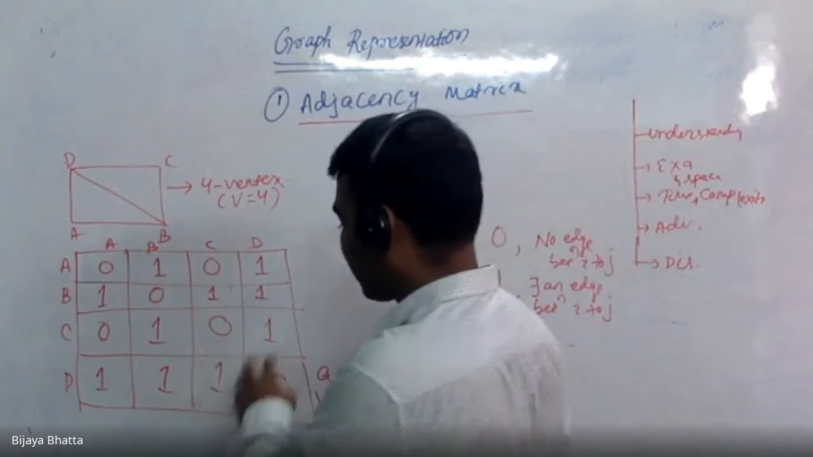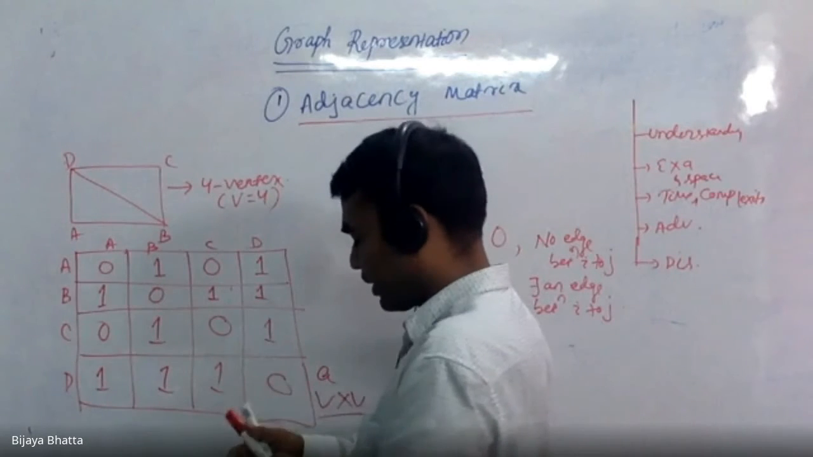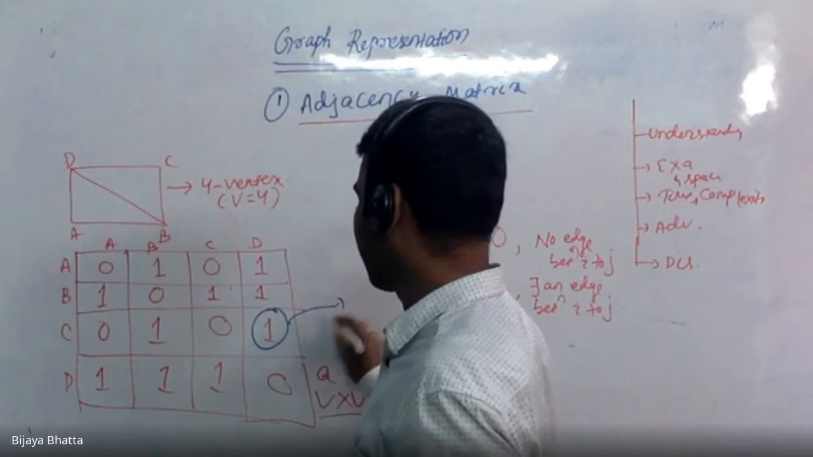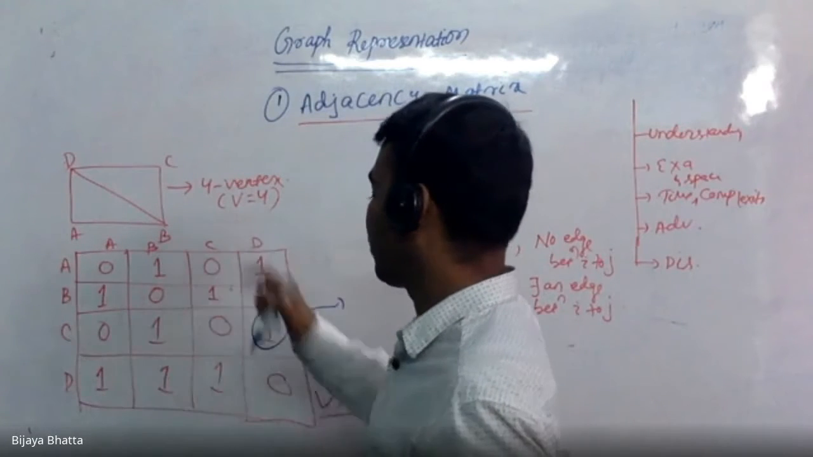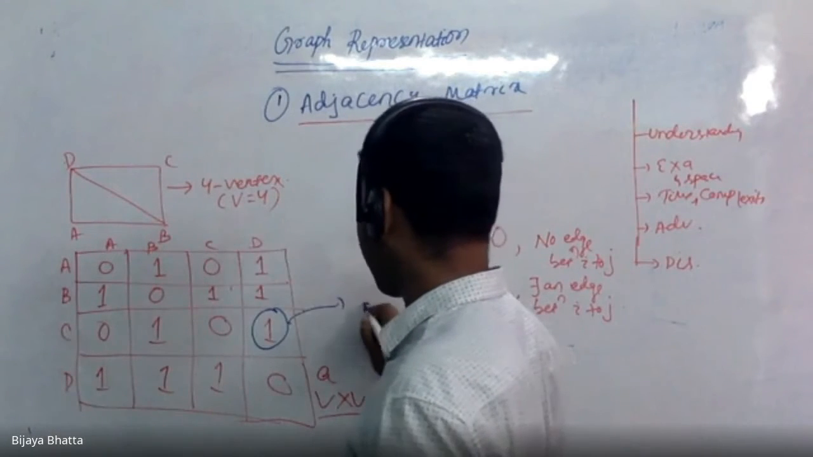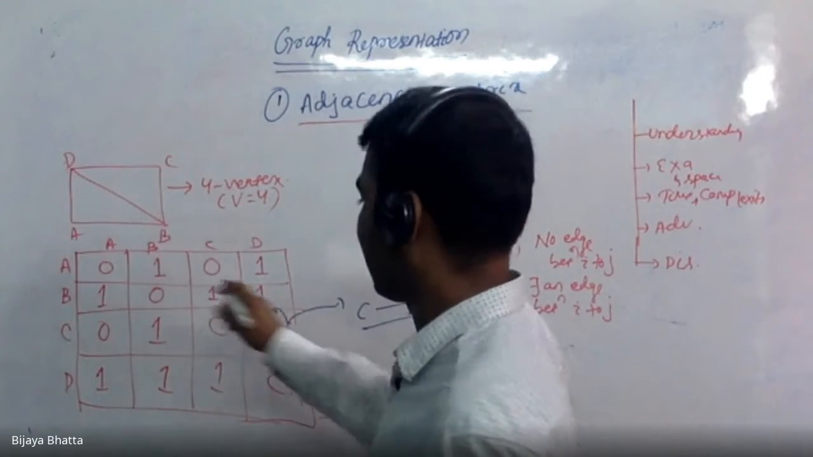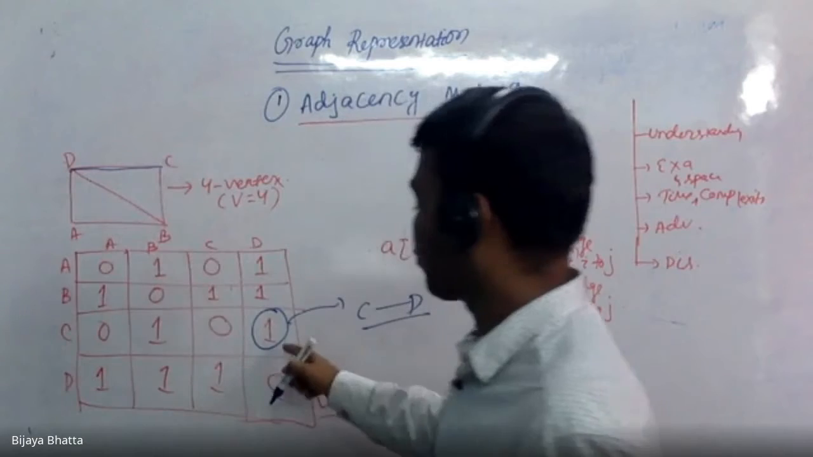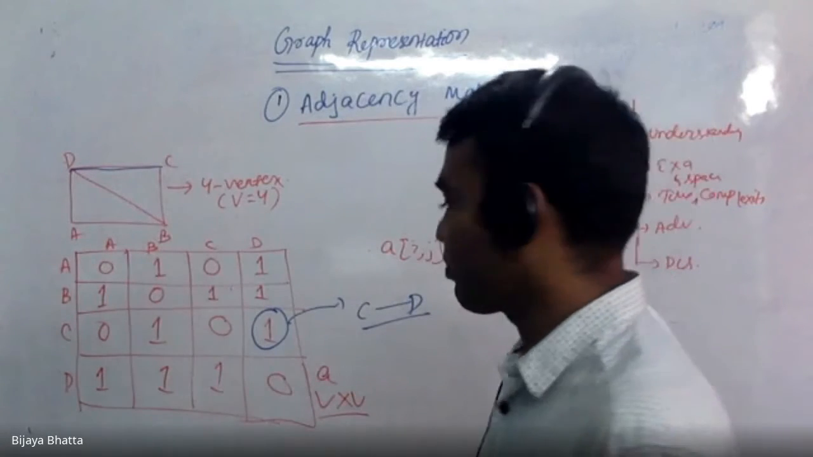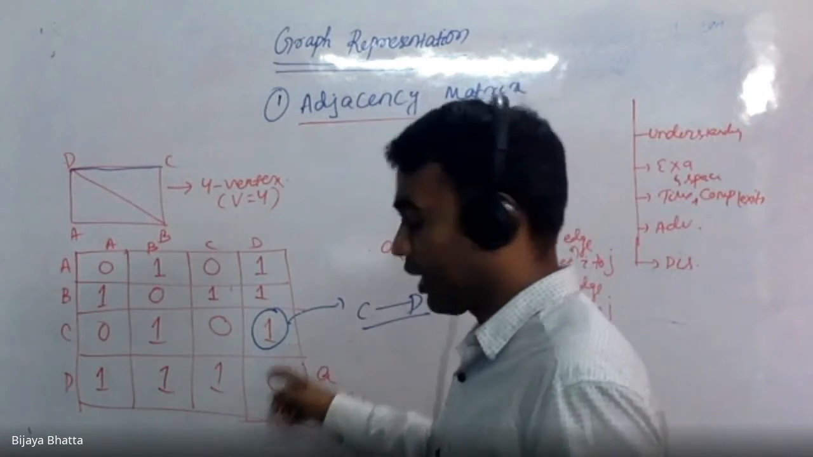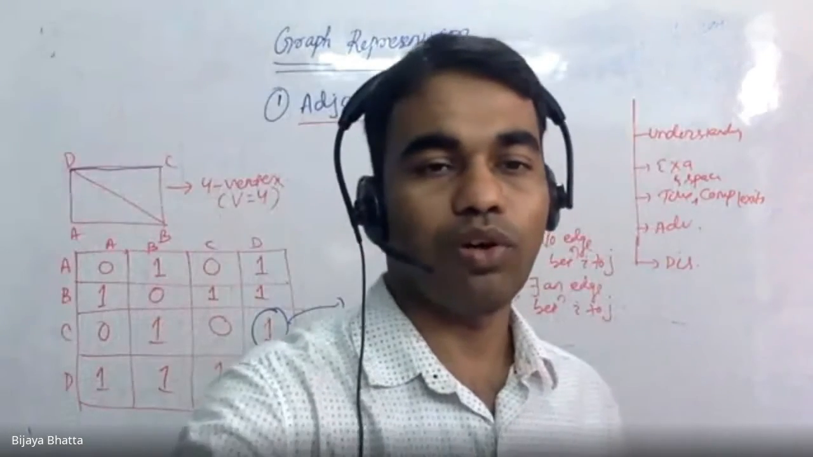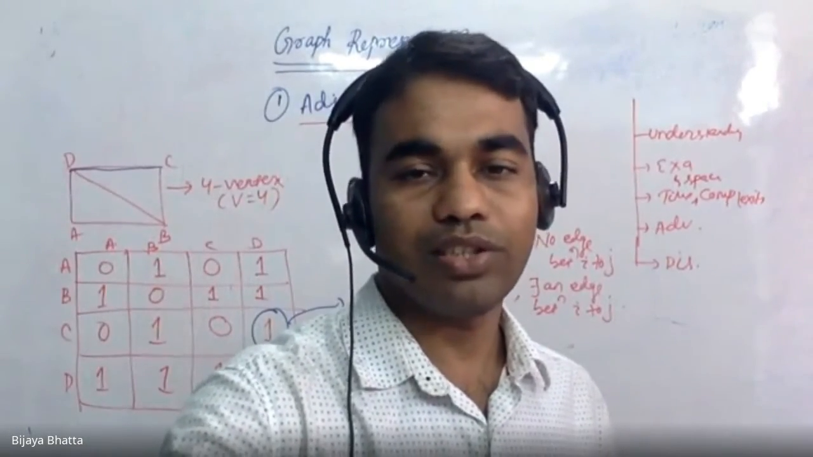So if I look into this particular one, what does this one represent? This one represents there is an edge from C to D. Whatever the graph is, if you look into C to D, there must be an edge. Yes, there is an edge, right? Any particular entry you take represents an edge in that graph. So that is what the adjacency matrix is all about.